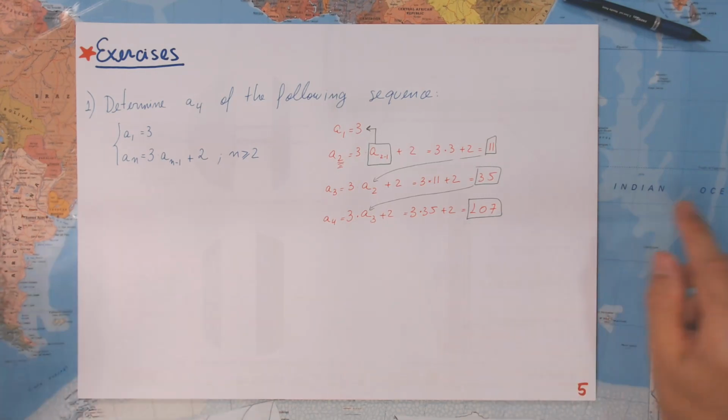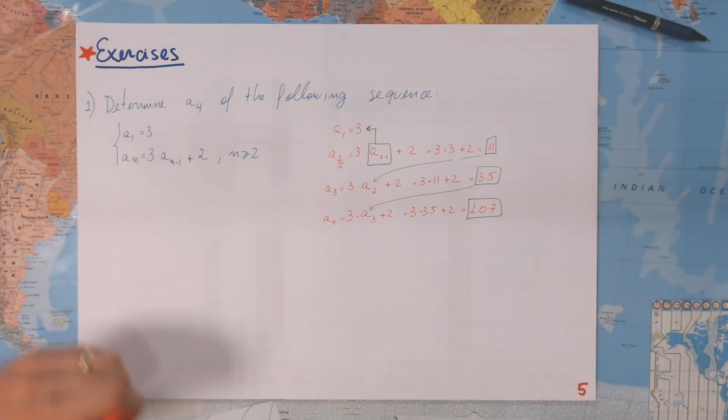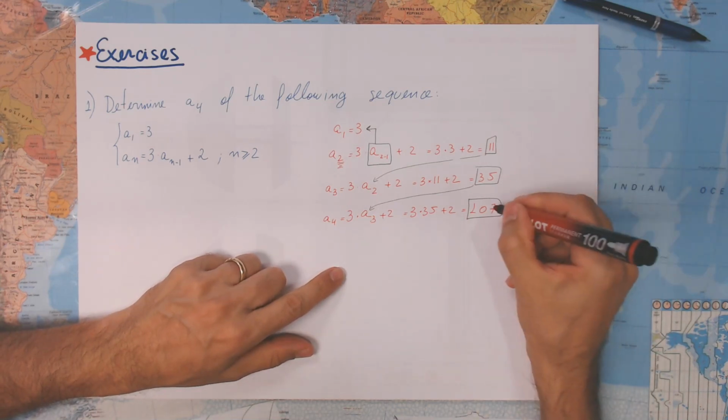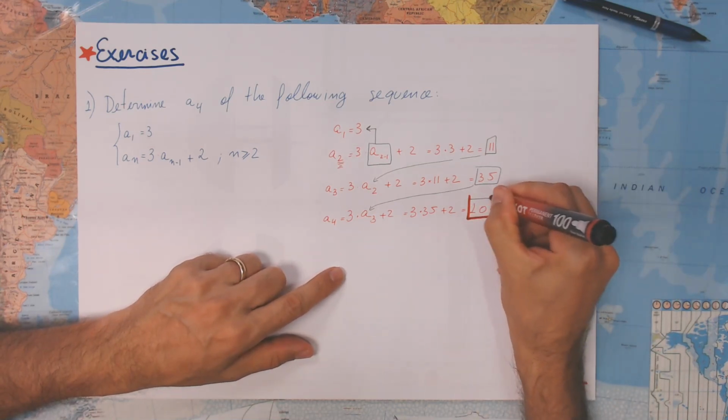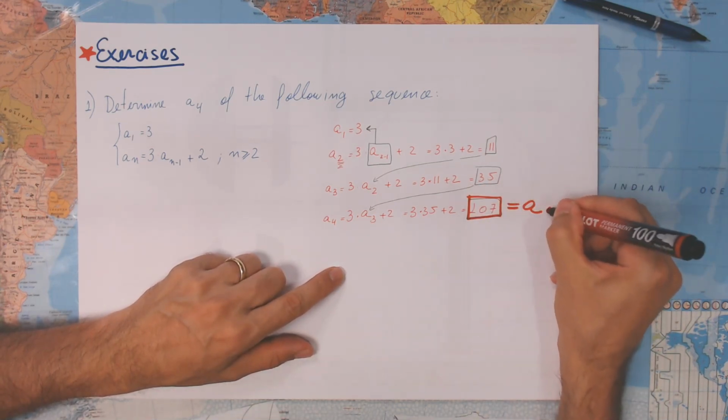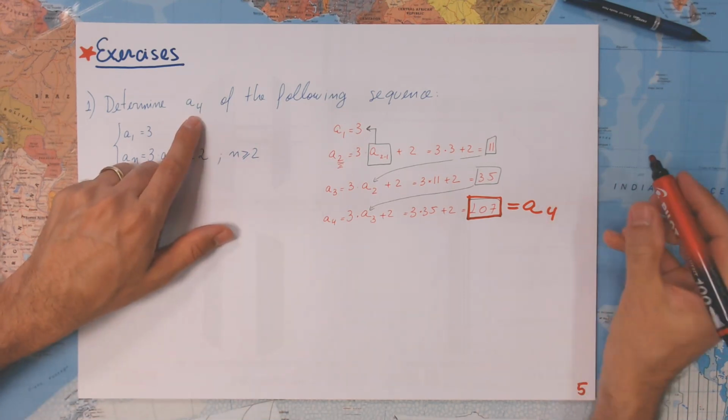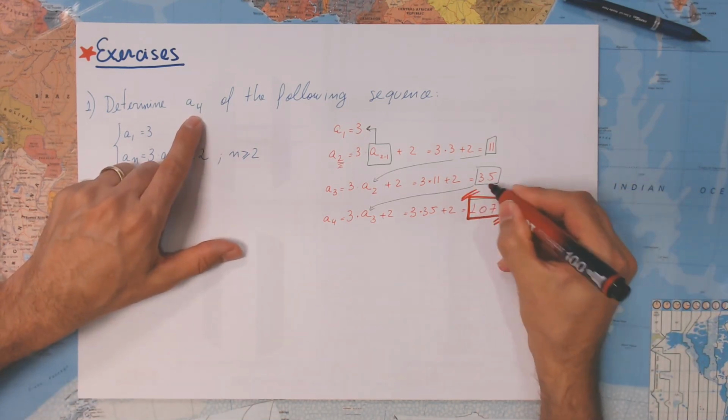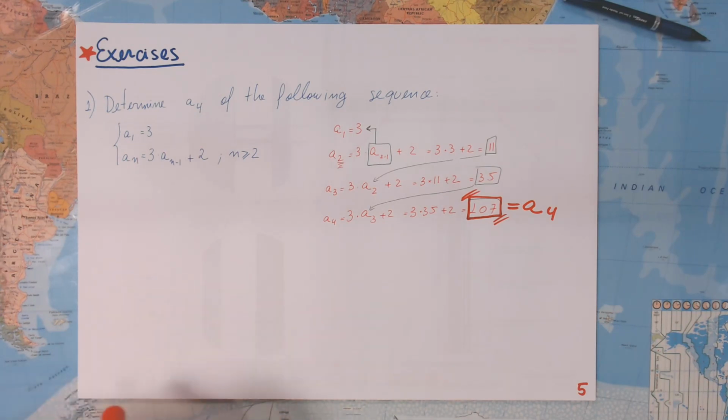And so this is the answer. A4 is 107, because that was the question. Okay, so this is a4. 107.